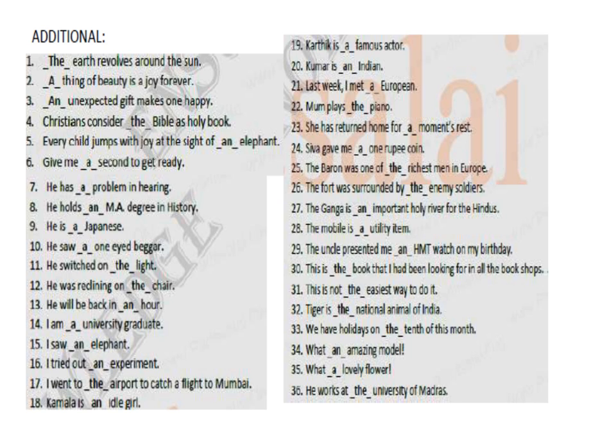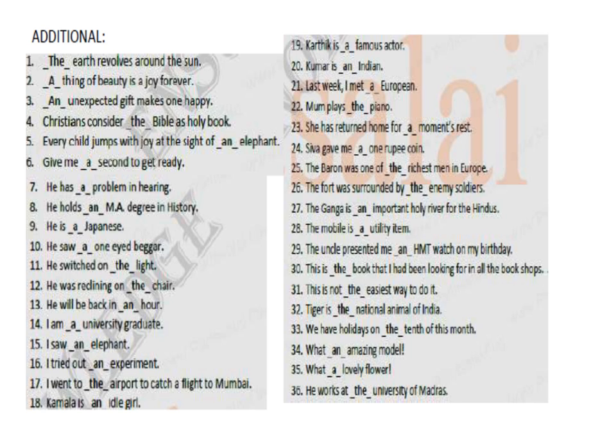Some other additional exercises for articles. The earth revolves round the sun. A thing of beauty is a joy forever. An unexpected gift makes one happy. Christians consider the Bible as a holy book. Every child jumps with joy at the sight of an elephant. Give me a second to get ready.